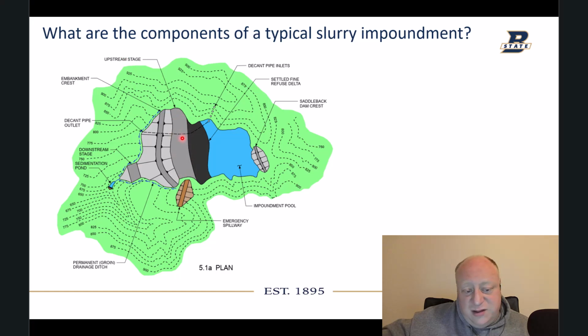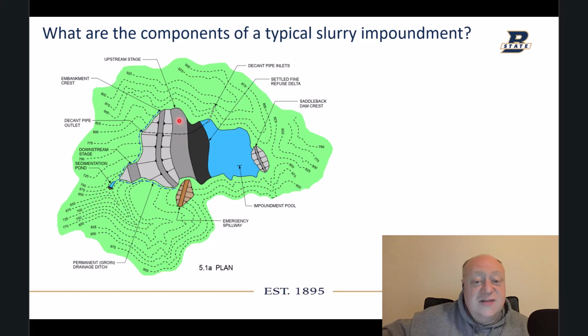This is the portion that's the most hazardous, right? You have a decant pipe that has an outlet in the dam somewhere. The embankment crest, so the top, currently is here. You're building a new level, but the inlet for the decant pipe is over here.